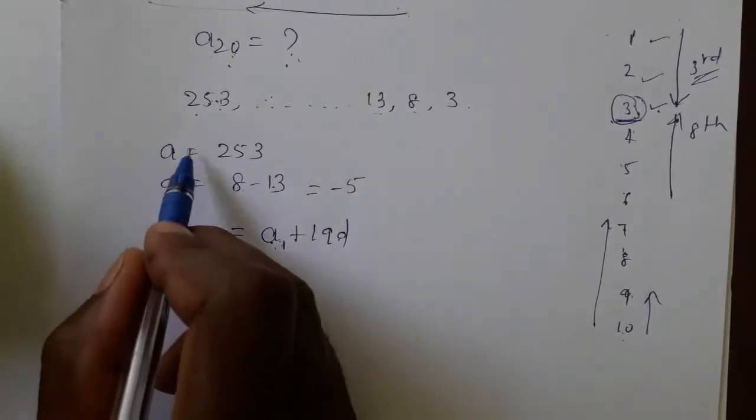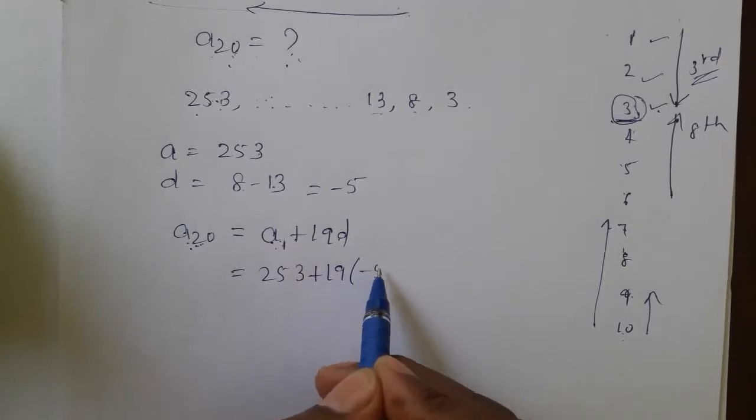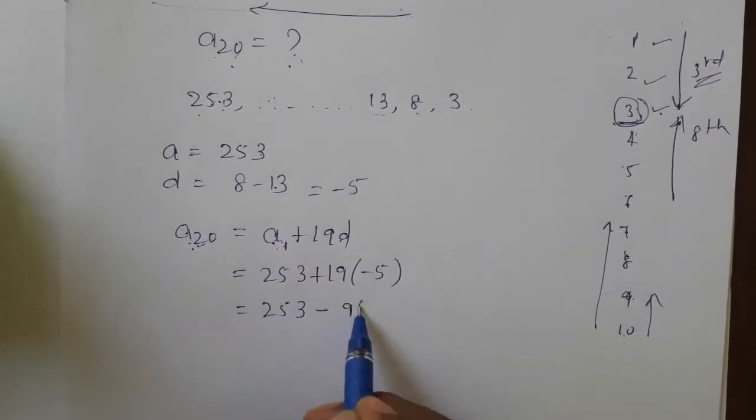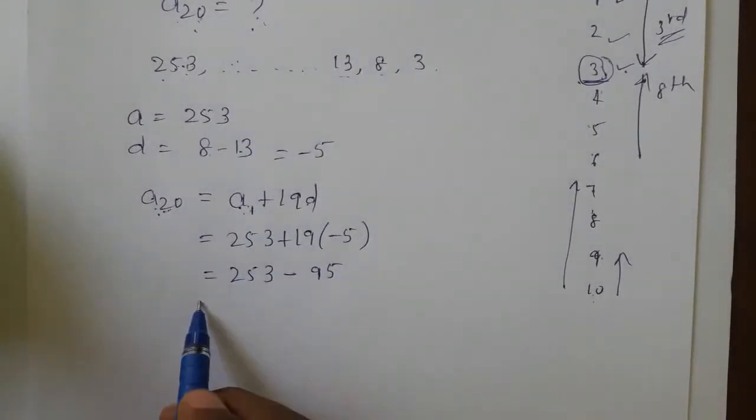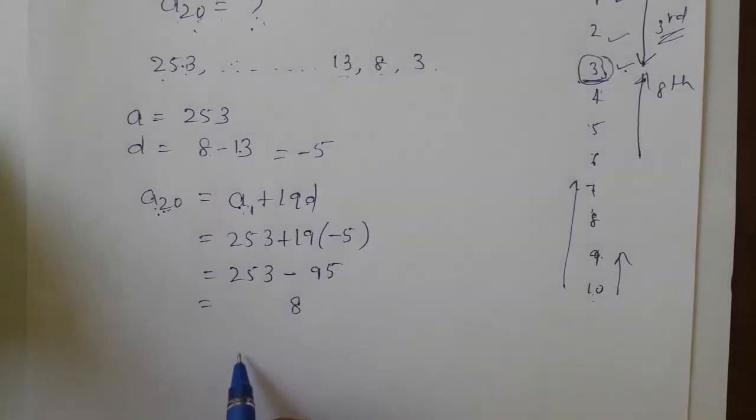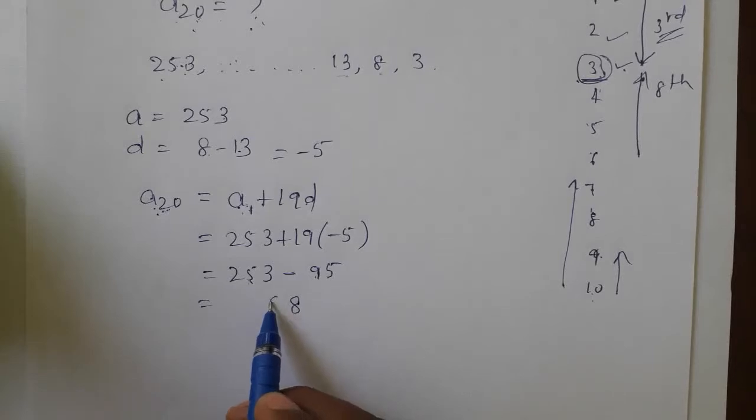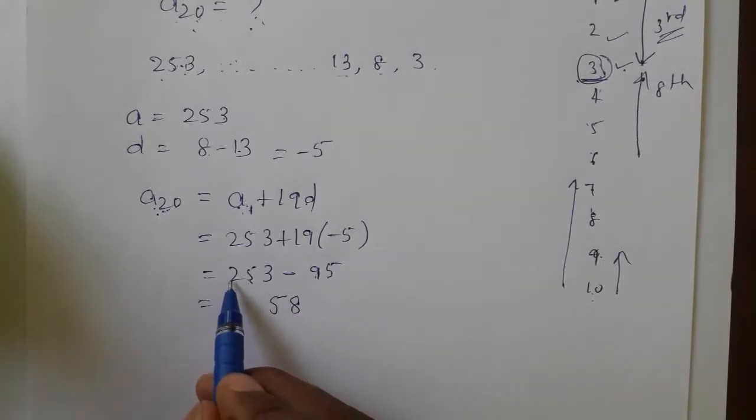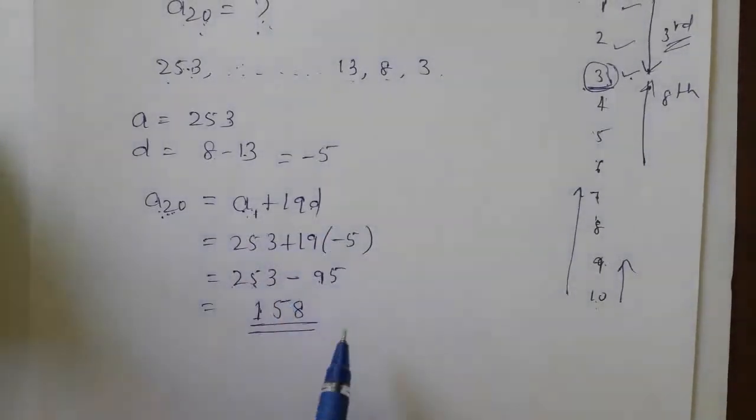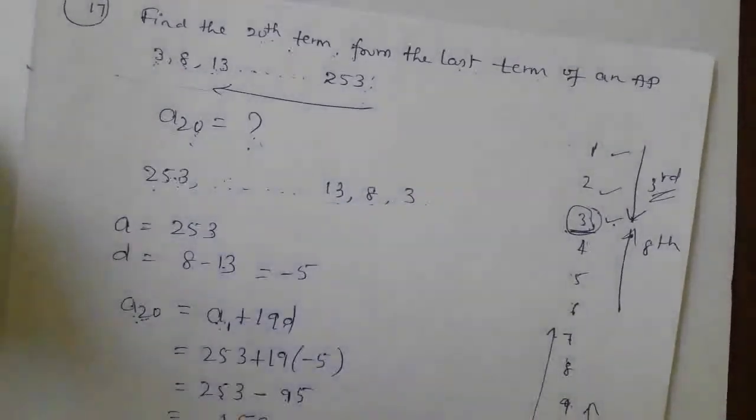Now A1 is how much? 253 plus 19 into D, which is negative 5. 19 into 5 is 95. From 253, 95 will be subtracted. So 13 minus 5 is 8. Here it is 4. 14 minus 9 is 5. Here how much is there? 1. So this is the answer, 158. So the 20th term from the last is 158.